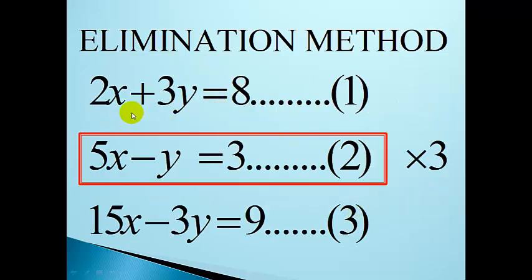And so, from equation 1, we have 2x plus 3y equals 8. And now equation 2, we have 5x minus y equals 3. So we multiply the whole of equation 2 by the constant 3. Now 3 times 5x equals 15x. 3 times minus y equals minus 3y. And 3 times 3 equals 9. This is our equation 3. Take note that there is no more equation 2 because we have multiplied the whole of equation 2 by the constant 3.